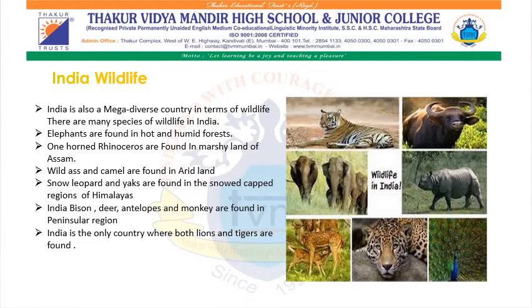Now we are going to study about the Indian wildlife. India is a country which is said to be a megadiverse country in terms of wildlife. You find a variety of species of wildlife in the country. Elephants are found in the hot and humid forest. One-horned rhinos are found in the swampy and marshy lands of Assam.